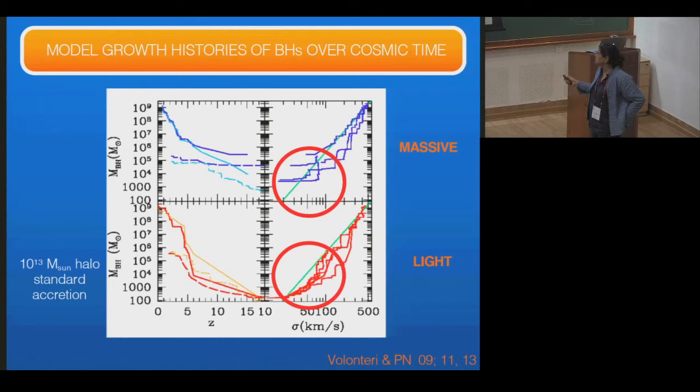These are just tracks over time. Okay, so different curves represent different redshifts? No, the same black hole at different redshifts. Here, you just have to end up at 10 to the 9.